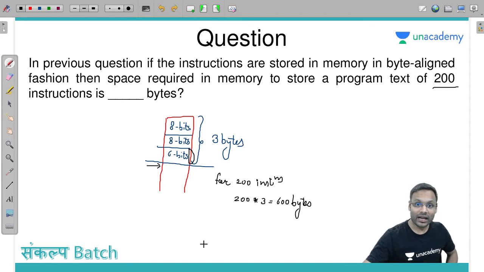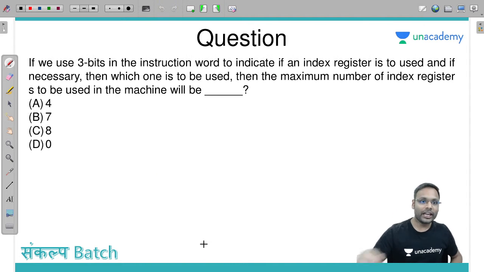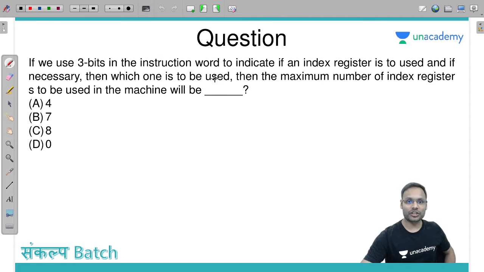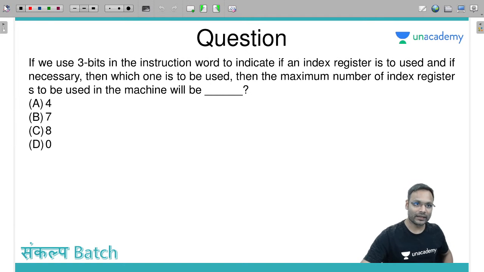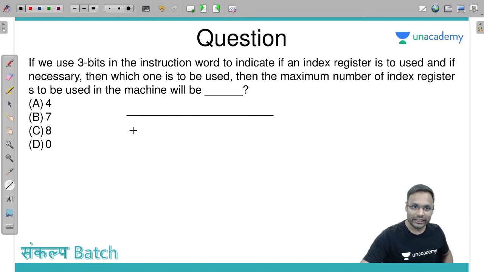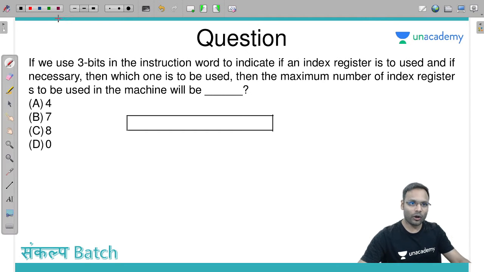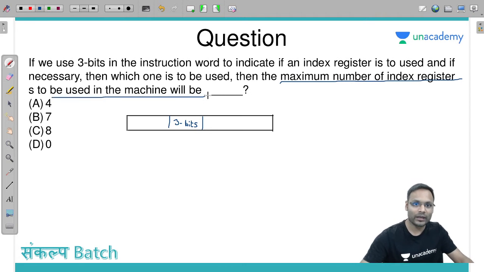चलिए आगे बढ़ें. अगला प्रश्न ये रहा आपके सामने. If we use 3 bits in the instruction word to indicate if an index register is to be used and if necessary then which one is used. अगर आपके पास एक इंस्ट्रक्शन फॉर्मेट है, उस इंस्ट्रक्शन फॉर्मेट में आपको 3 बिट गिवन हैं. ये 3 बिट्स आपको इसलिए गिवन हैं ताकि आप पता कर पाओ कि इंडेक्स रजिस्टर यूज करना है कि नहीं करना है, और अगर करना है तो कौन सा वाला करना है. तो बताओ कितने मैक्सिमम इंडेक्स रजिस्टर यू कैन हैव इन द मशीन.